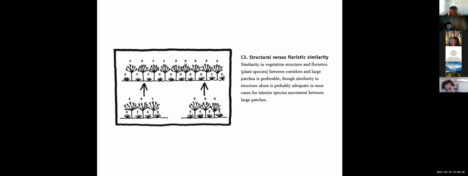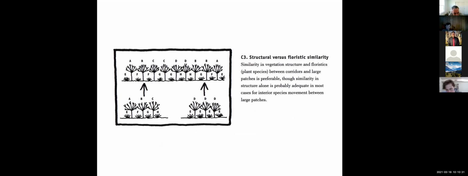And then when we're trying to assess potential corridor function, it's also important to compare the composition and configuration of the corridor and the similarity of those to the patches that it's connecting. So obviously it would be most preferable if you have highly similar compositional and configurational similarity to the patches that are being connected.